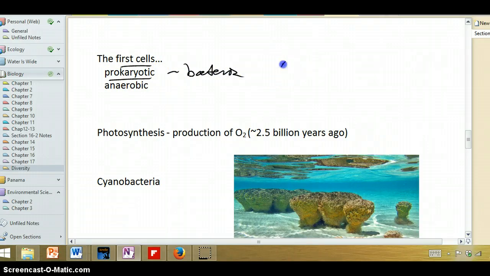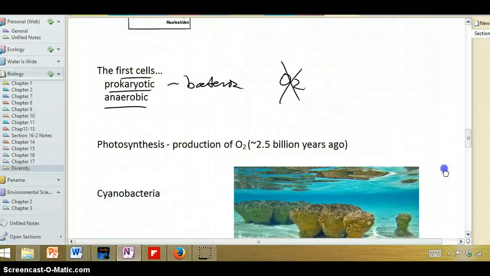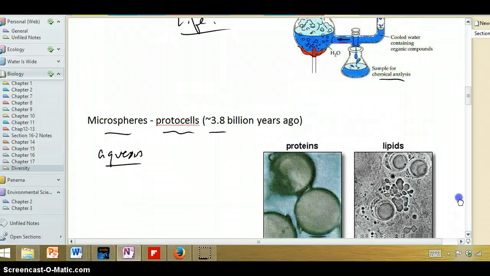Again, there is no free oxygen present, so it's an anaerobic world. They would have been anaerobic bacteria. They did not make use of oxygen. They did not do cellular respiration. They would have just essentially done a version of fermentation, most likely. All right, but then, again, that was about 3.8 billion years ago.